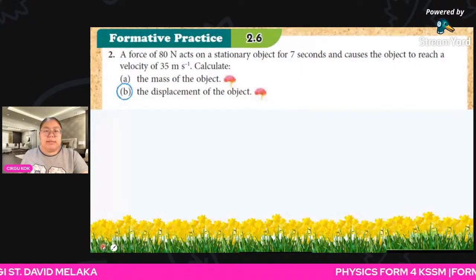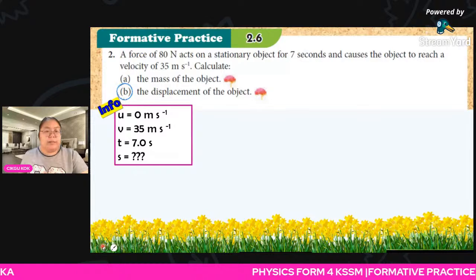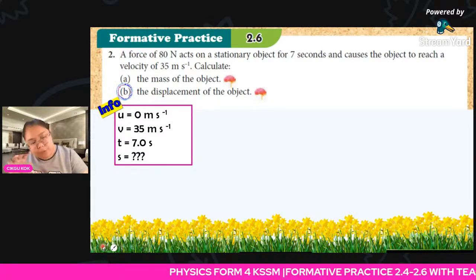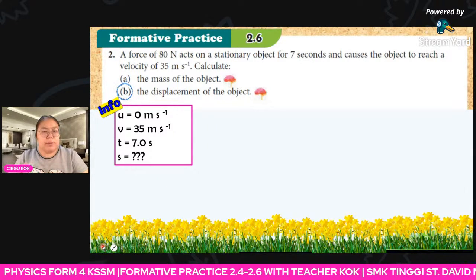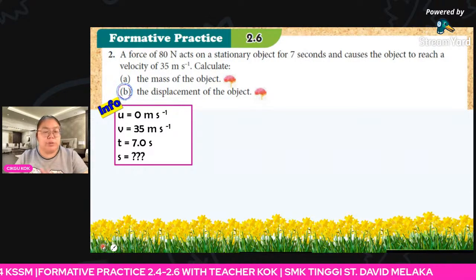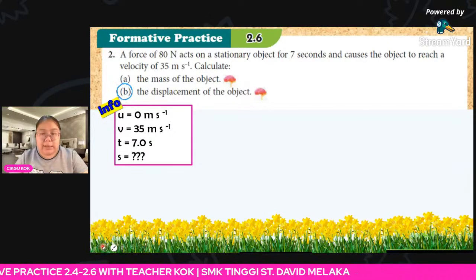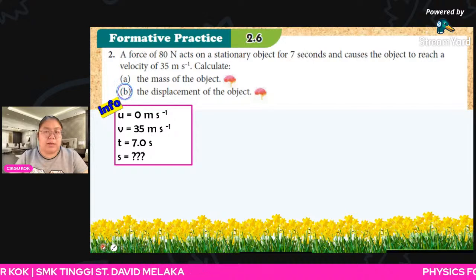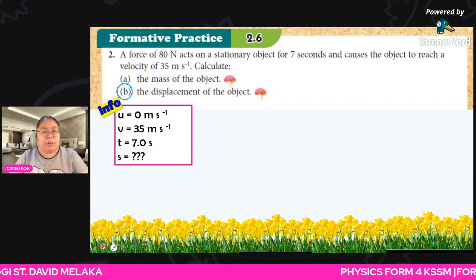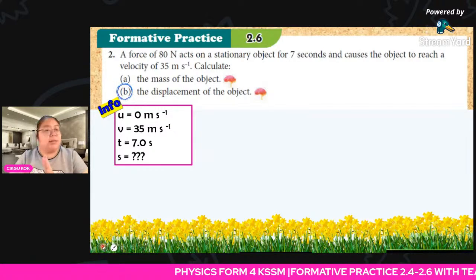Let's see the displacement of the object. The info should be the same. One more thing to tell you: normally, when we want to find the displacement of the object, we do not want to use the A we just found. Why? If the A is wrong, that means the following question is wrong. Unless you cannot think of anything already.